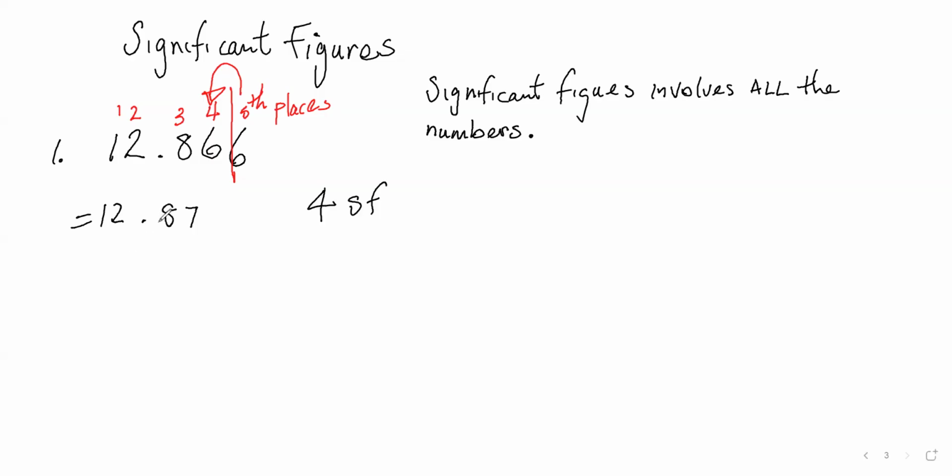So I want to say again, this was the first significant, second significant, then you have a point, third significant, fourth significant. Because I'm looking at four significant figures, that means I need four numbers in my answer. I look at the fifth place. If it's five or more, I add one. So my answer is 12.87. Try another one. Number two.